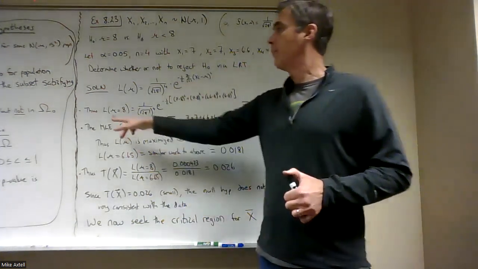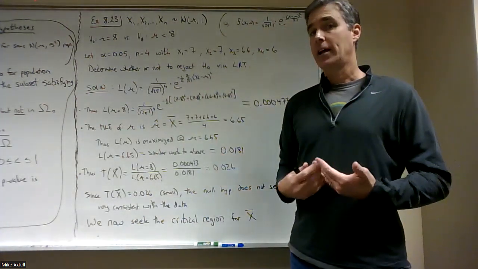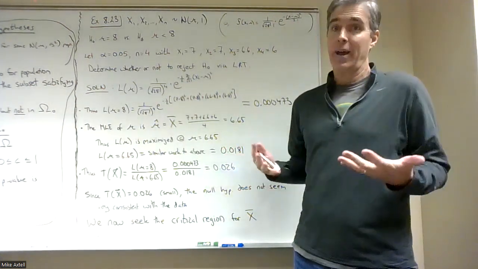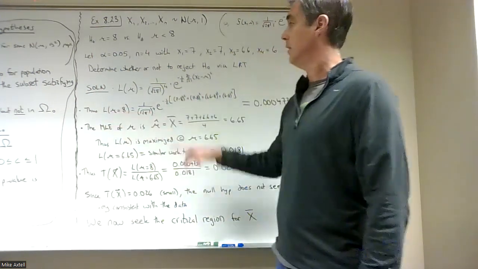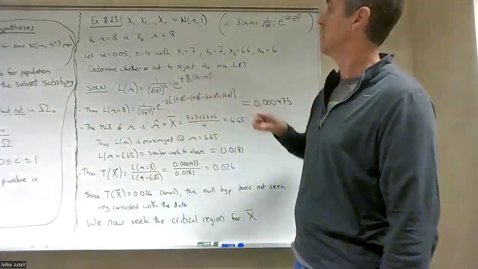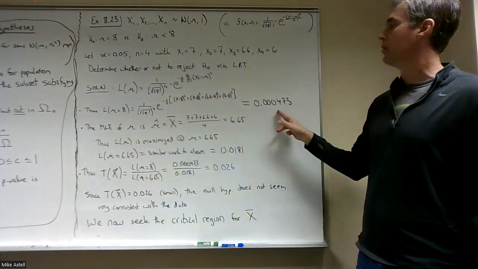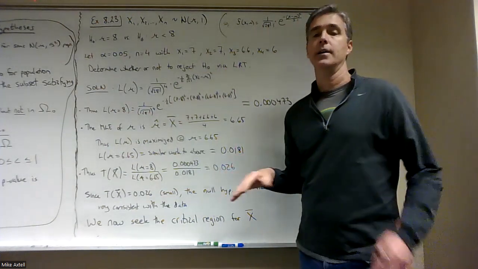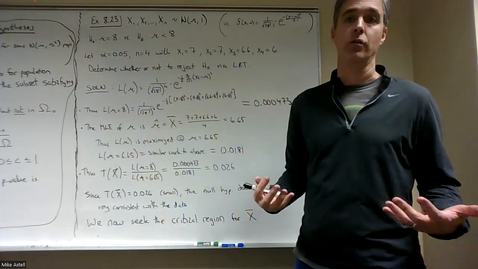So for example, the simple hypothesis in the numerator: if I want to maximize the likelihood under the null hypothesis, it says mu equals 8. That's it. So to maximize it, I'll say mu equals 8. So the likelihood of mu equaling 8, according to this formula, is just replace the mu's with 8s and insert the x values, 7, 7, 6.6, 6. Crank it out, and I get 0.000473.